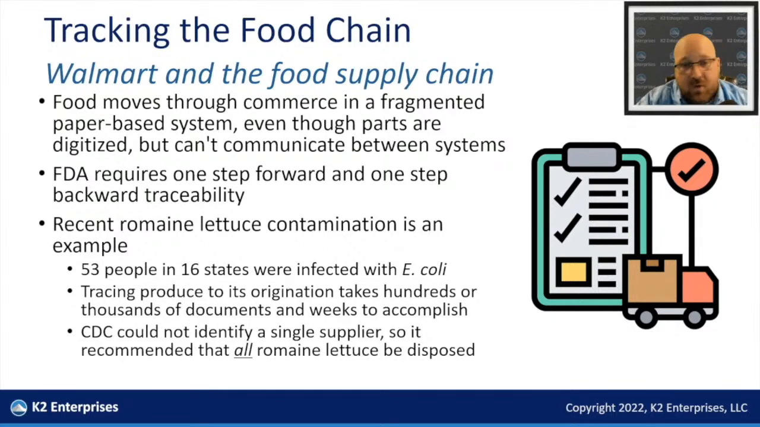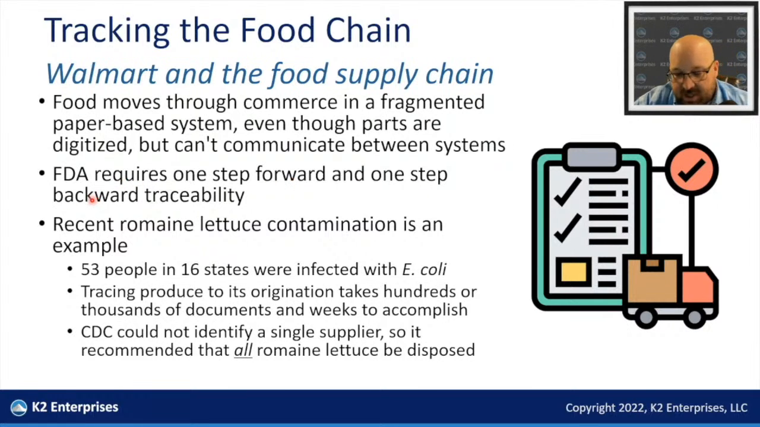Food traditionally has moved through a very fragmented logistics network that has always been very paper driven. Even though parts of it are digitized, most of the time there's not really good interoperability or data sharing between these different systems. Now, the FDA does have some requirements with respect to these different farms, wholesalers, and retailers being able to track things as they are being sold. However, it only requires one step forward and one step backward.